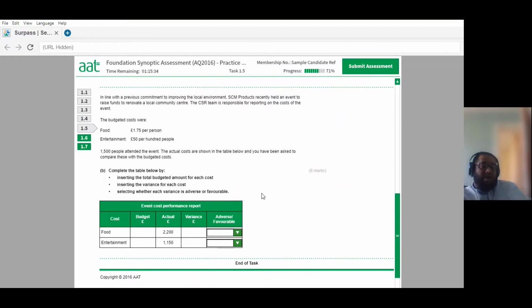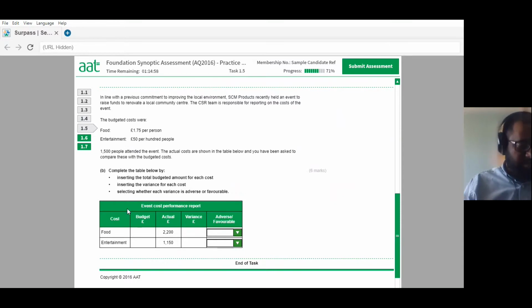The budget costs are £1.75 per person for food. Entertainment is £50 per 100 people. 1,500 people attended the event, a lot more people than we expected, and the actual costs are shown in the table below, and you have been asked to compare these with the budgeted cost. So here, the budgeted cost is going to be for 1,500 people multiplied by 1.75.